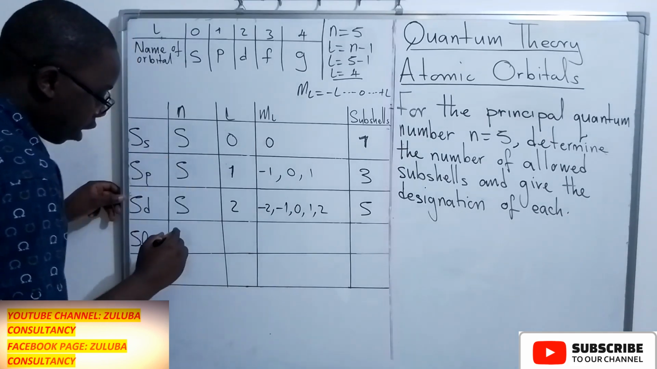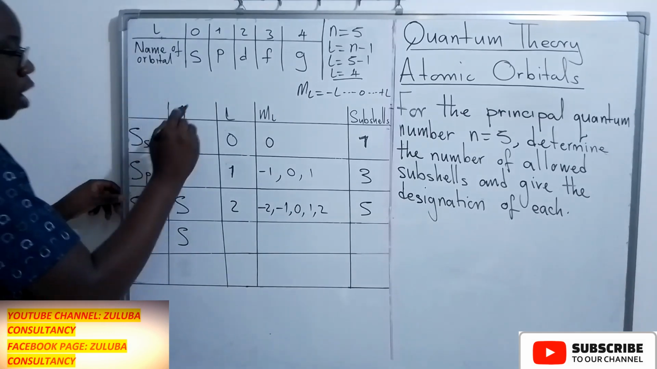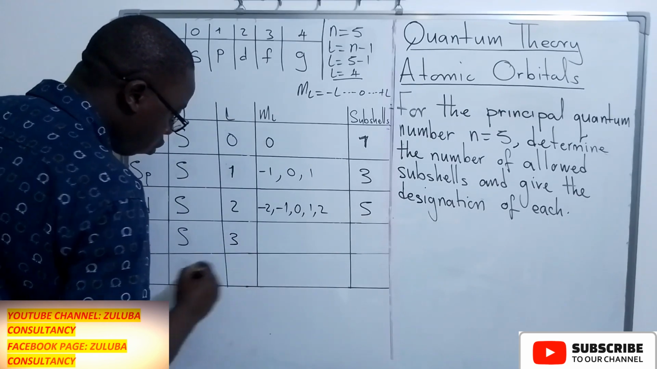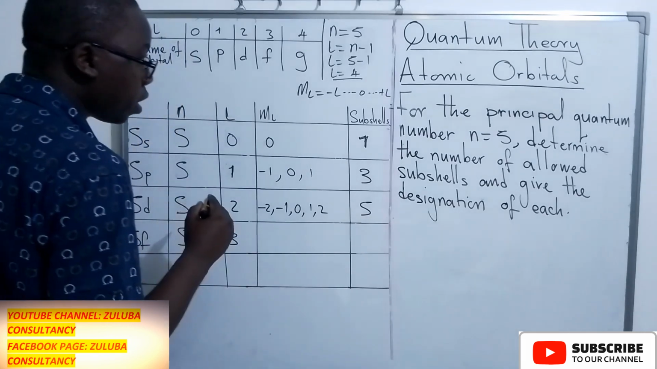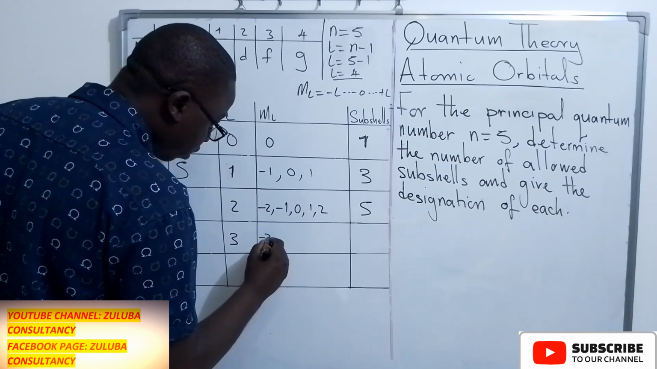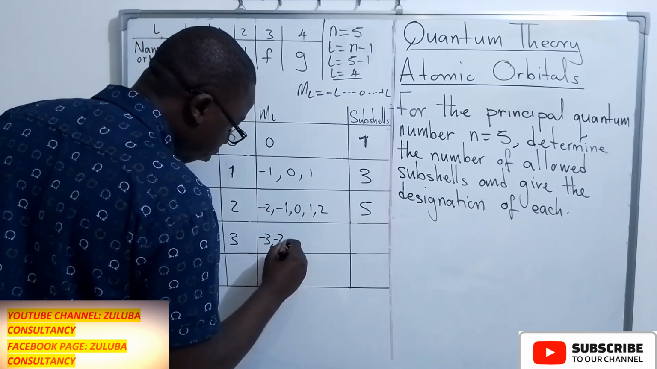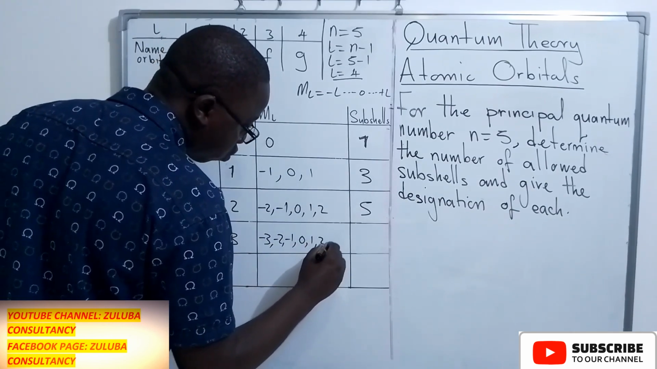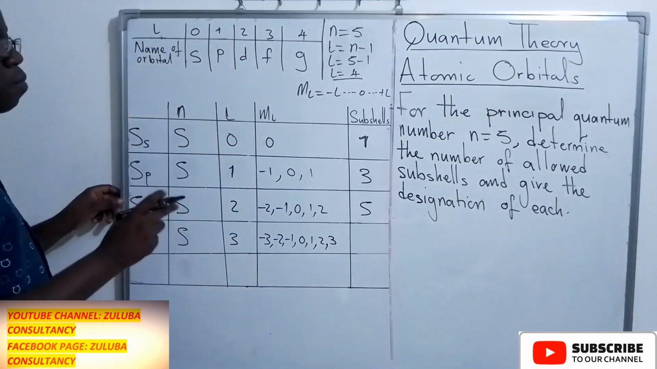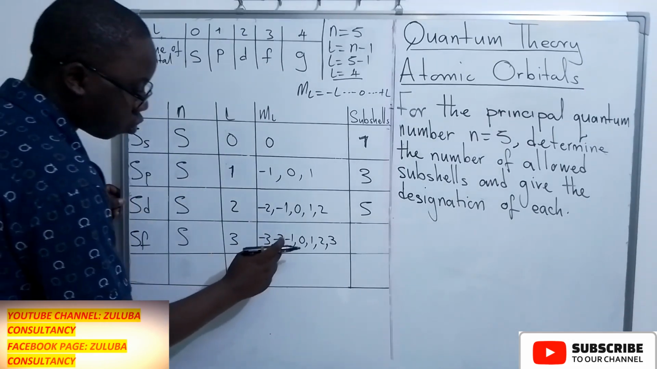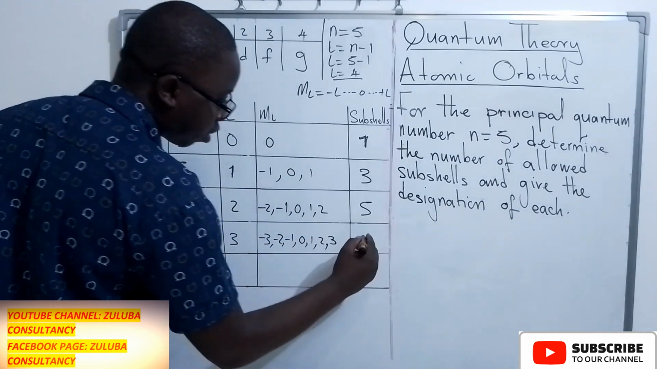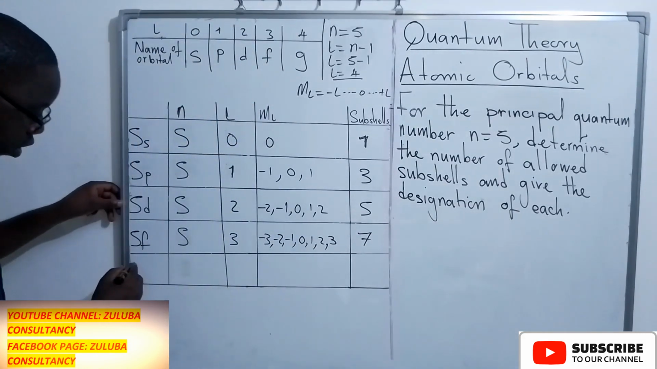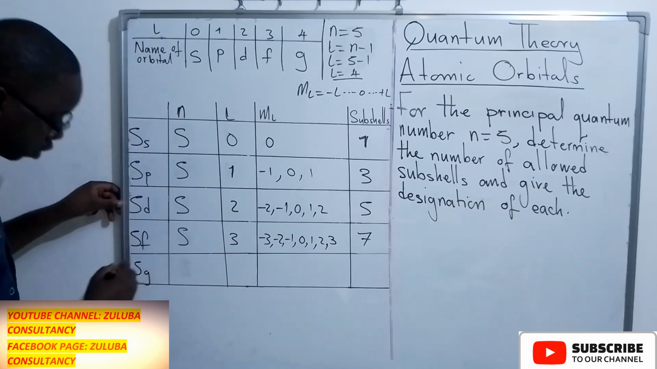Then we come to the next one, which is 5f. So the energy level is 5, and the value of L is 3. So when L is 3, what will be ML? It will be -3, -2, -1, 0, 1, 2, and 3. How many subshells are these? We have 1, 2, 3, 4, 5, 6, 7. So 7 subshells there.